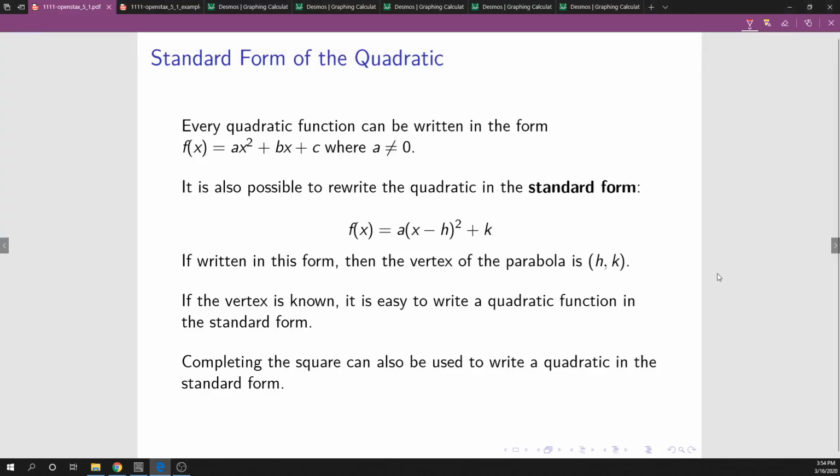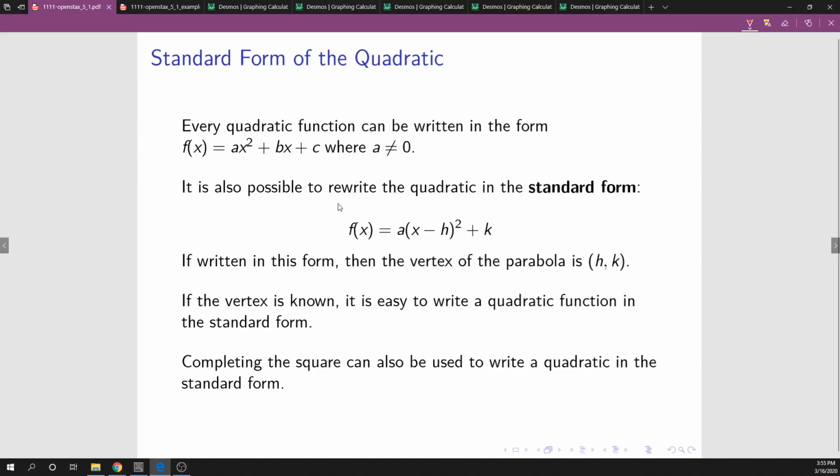In this video, we're going to talk about the standard form of the quadratic. So we've already talked about the general form, or what our book calls the general form, of the quadratic function. That is ax squared plus bx plus c, where a is not equal to 0. It is also possible to rewrite the quadratic in what our book calls the standard form, which is a times (x minus h) quantity squared plus k. Again, a here has to be non-zero. I forgot to write that on here.